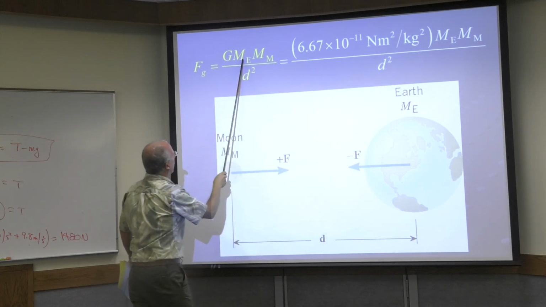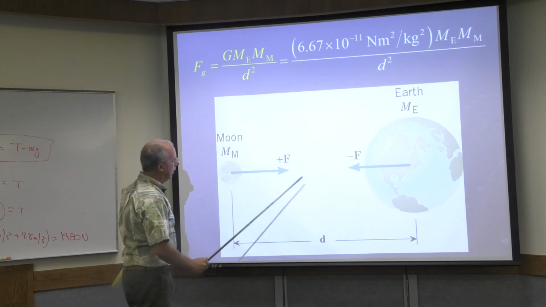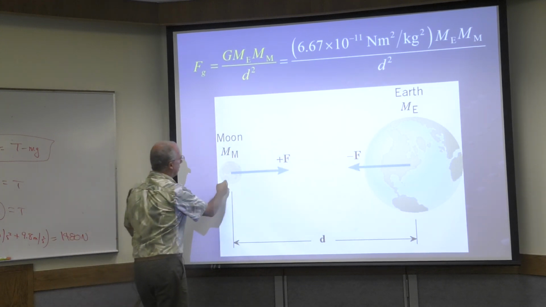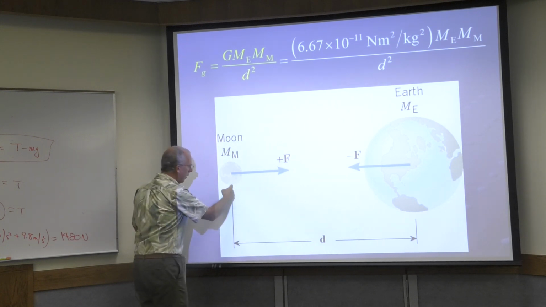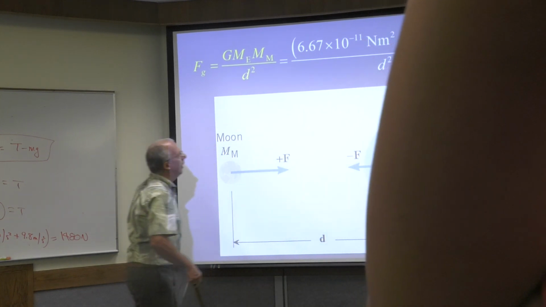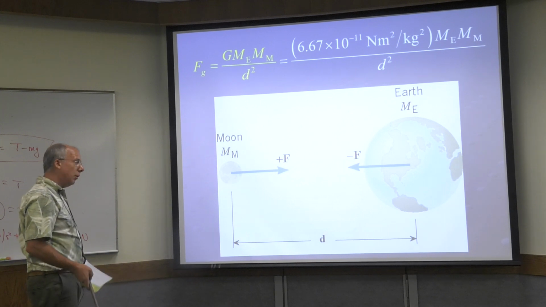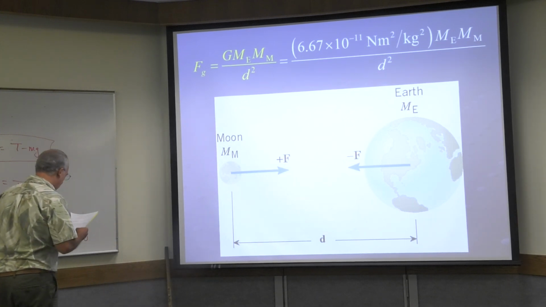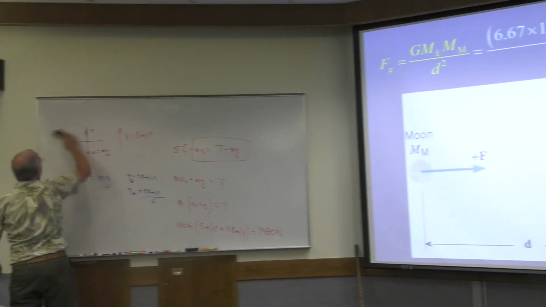Then there's the mass of the Earth, there's the mass of the moon, and divided by the distance squared. Now notice the distance squared is the center. We'll talk about this in more detail later, but the center of the moon to the center of the Earth. Okay? And it's gravity, so it's attractive. So the Earth attracts the moon, the moon attracts the Earth, right? Okay.